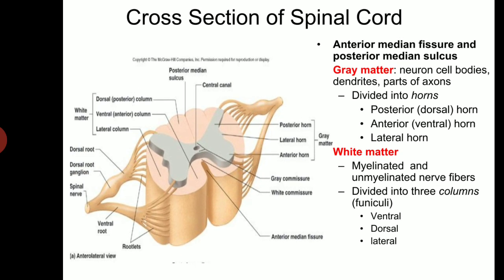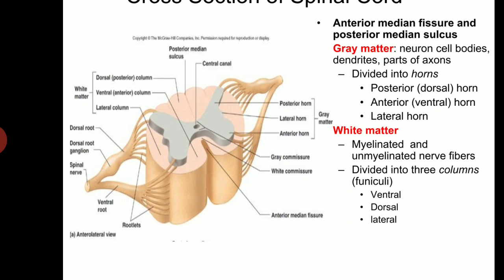Now, gray matter mainly contains neuronal cell bodies, dendrites, and part of axons. And this gray matter is divided into horns. So this is the anterior horn, also known as the ventral horn. This is the posterior or dorsal horn, and this one is the lateral horn.